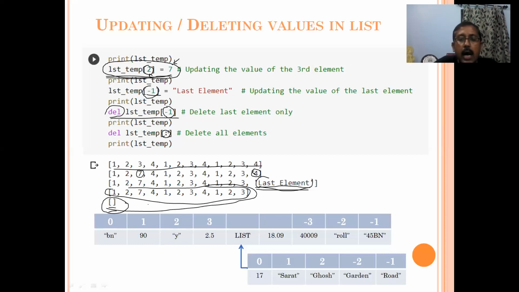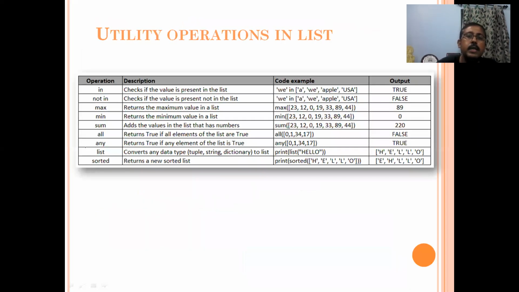So these are the different basic things that you can do with a list. There are certain utility operations in a list, like you have in, right? So if you want to see whether a particular string, say we, is present in that list. So it is there, it is present in the list. It will return a true, right?